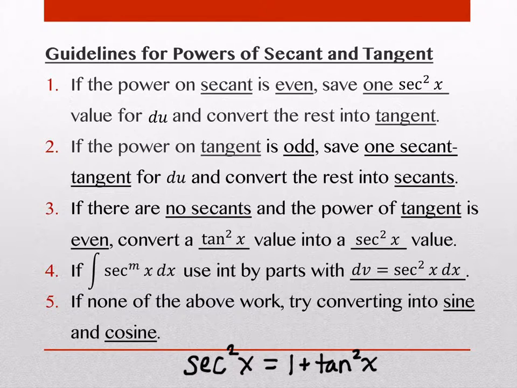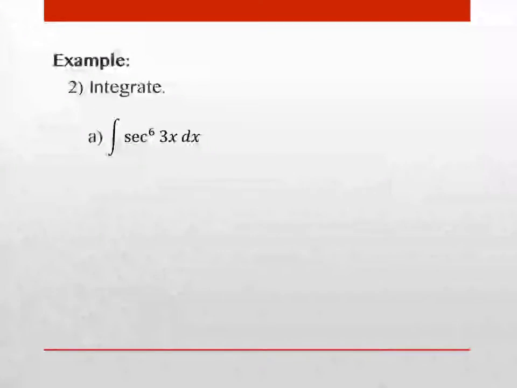So it says that because we have a secant power that's even, we're going to save a secant squared, and then we're going to turn everything else into tangent. So let's take a look at trying that. The first thing to do is to replace secant to the 6th with secant to the 4th and secant squared. And that secant squared will not change.